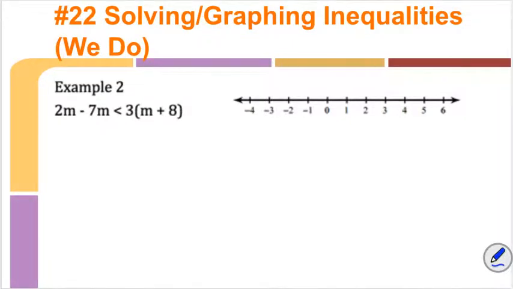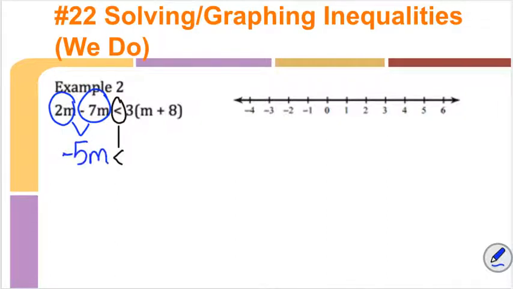Again, I'm going to first solve my equation here. Okay? So I find my middle, which is the less than symbol. Less than symbol. Okay, and then I just want to start simplifying. So I actually see like terms on this side, a positive 2m and a negative 7m. So I'm going to make that a negative 5m.